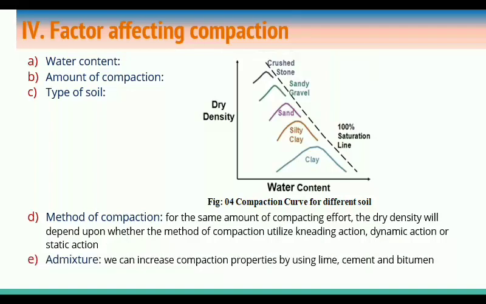Next one is the admixture. We can improve the compaction property by using some admixture like lime, cement, and bitumen. And each different method of compaction gives its own compaction curve.